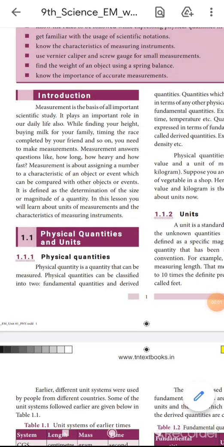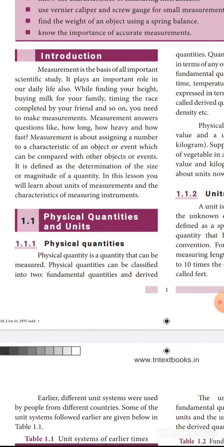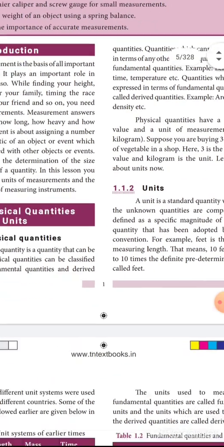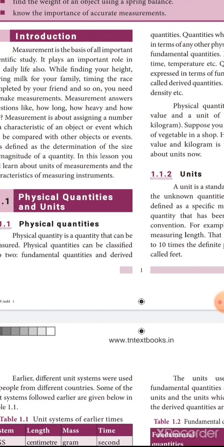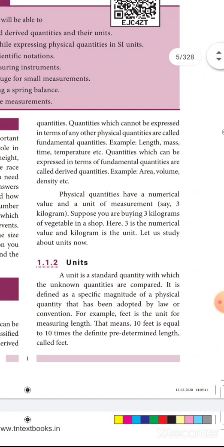Dears, today we learned measurement, physical quantity and their types, then SI units. Okay, what is measurement? Measurement is defined as the determination of size or magnitude of a quantity. Then physical quantity, the quantity that can be measured. Okay, physical quantity is classified into how many types? Yes, two types. What are they? That is fundamental quantity and derived quantity.